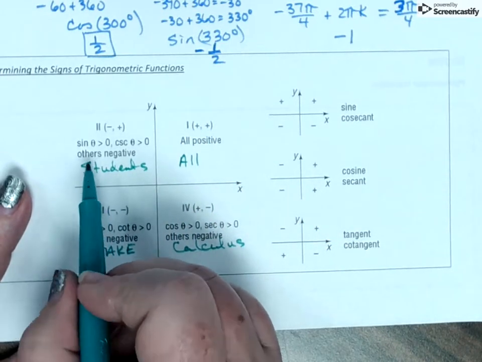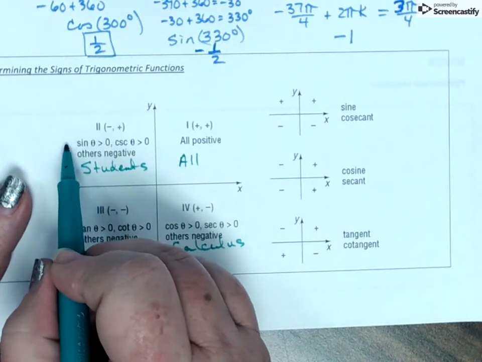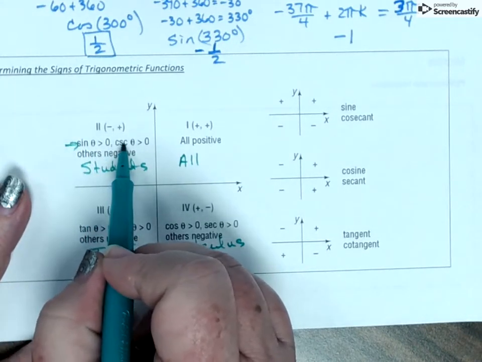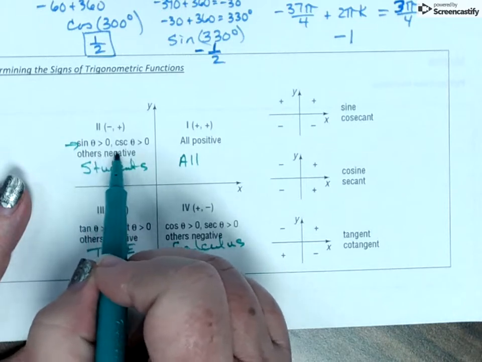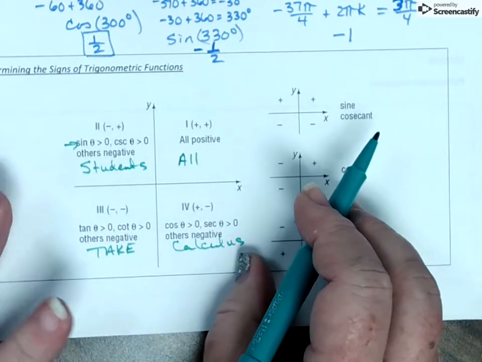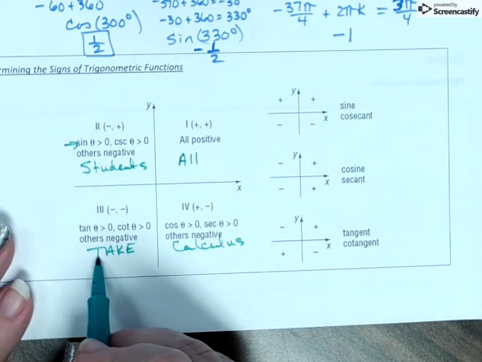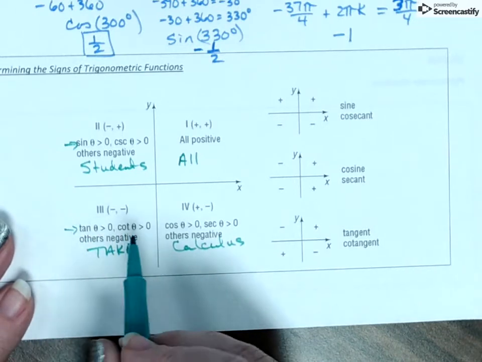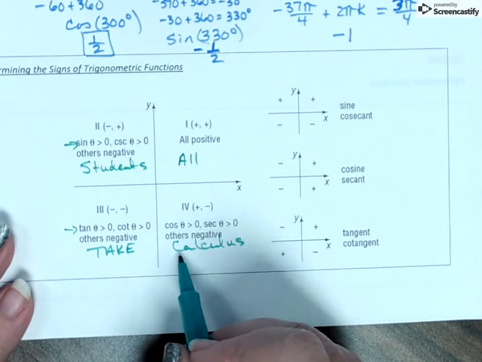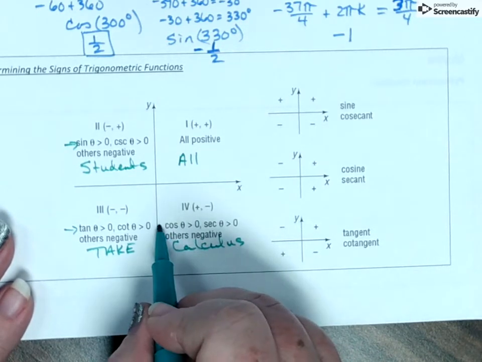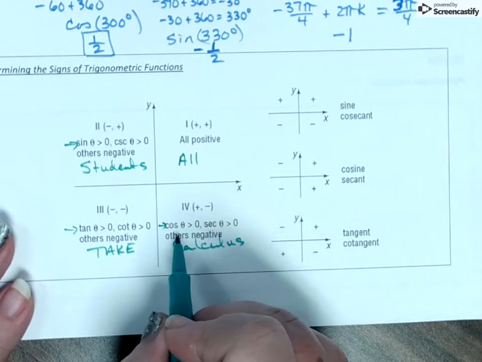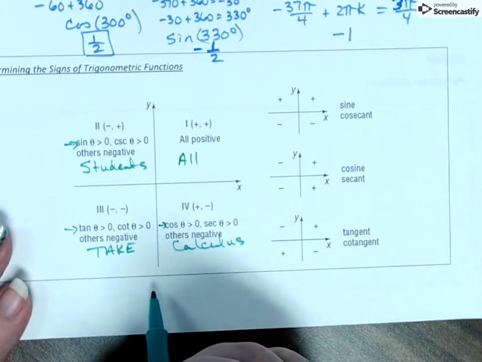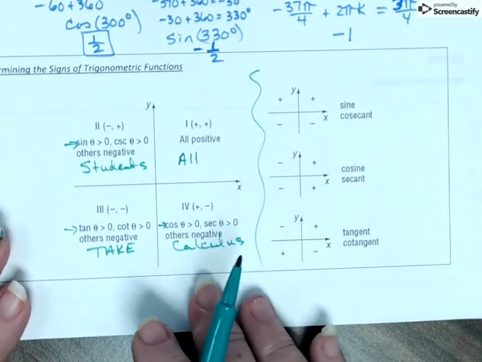In quadrant two, student starts with S, so only sine and its reciprocal are positive. Everything else is negative. In quadrant three, take starts with T, so tangent and its reciprocal are positive. Everything else is negative. And calculus starts with C, so in quadrant four, only cosine and its reciprocal are positive. Everything else is negative.